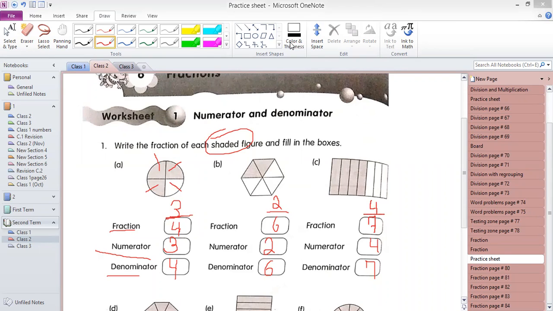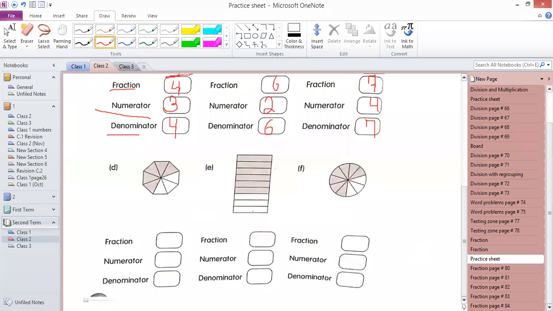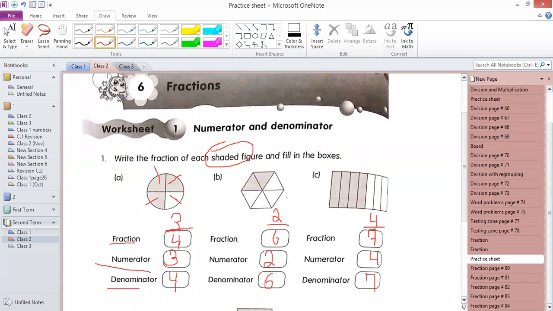Very good. So this is going to be the end of our class, guys. Inshallah, we'll complete these 3 shapes tomorrow, D, E, and F. And I will ask you to answer it for D, for E, and for F. So we will complete it inshallah tomorrow.